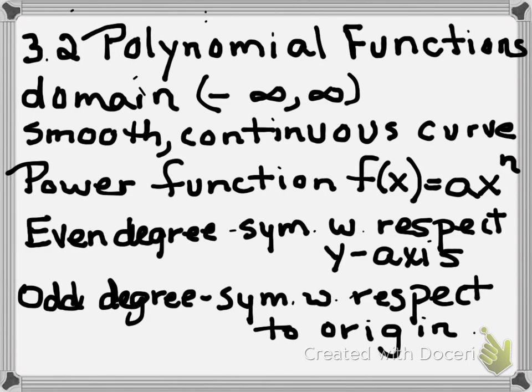So again, the domain is all real numbers. Smooth, continuous curve. The power function, f of x equals a times x to the n power. If it's an even degree, it can be symmetric with respect to the y-axis. An odd degree, symmetric with respect to the origin. Those are things to look for to begin with.